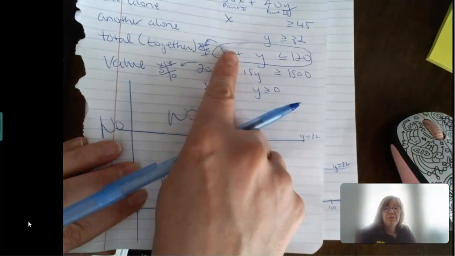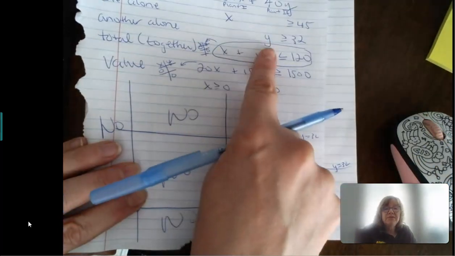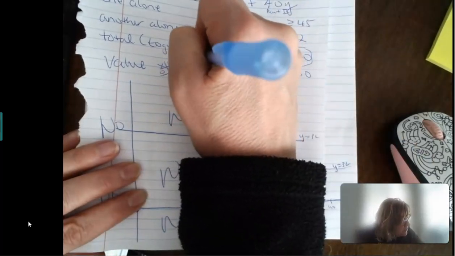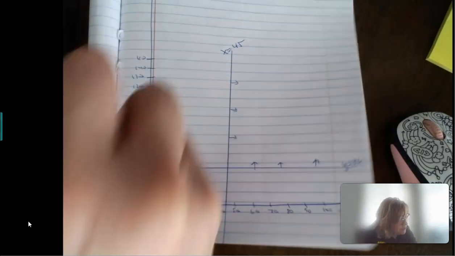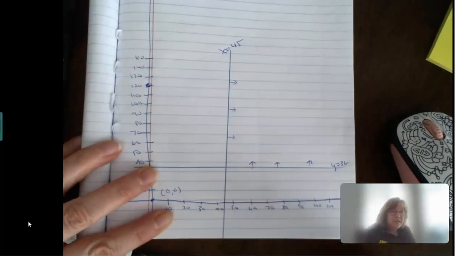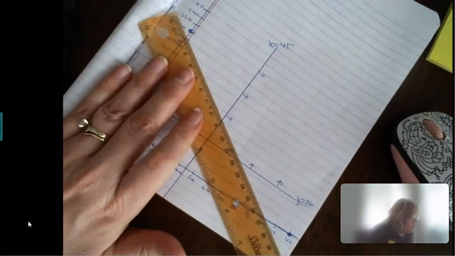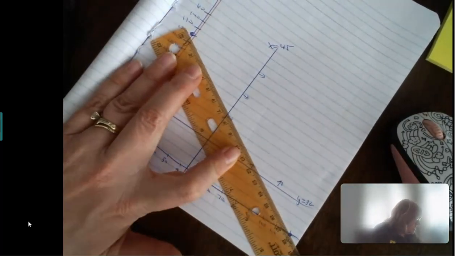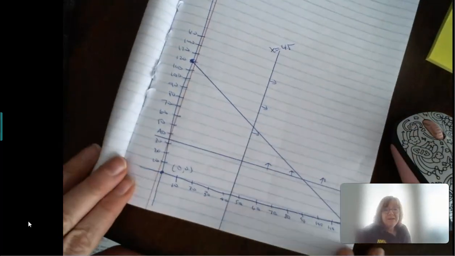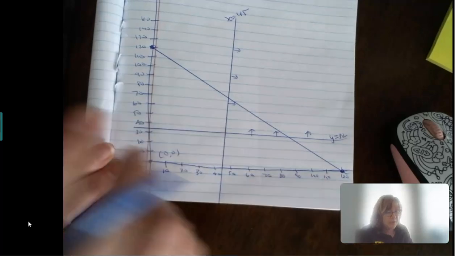If you sub in 0 for x, you get 120. If you sub in 0 for y, you get 120. So you're going to have a y-intercept of 120 and an x-intercept of 120. I'm going to put both of those there. Again, I'm going to use a ruler or some type of straight edge to draw that. I'm not using graph paper, so this one's not perfect, and these are all solid lines because of less than or equal to.